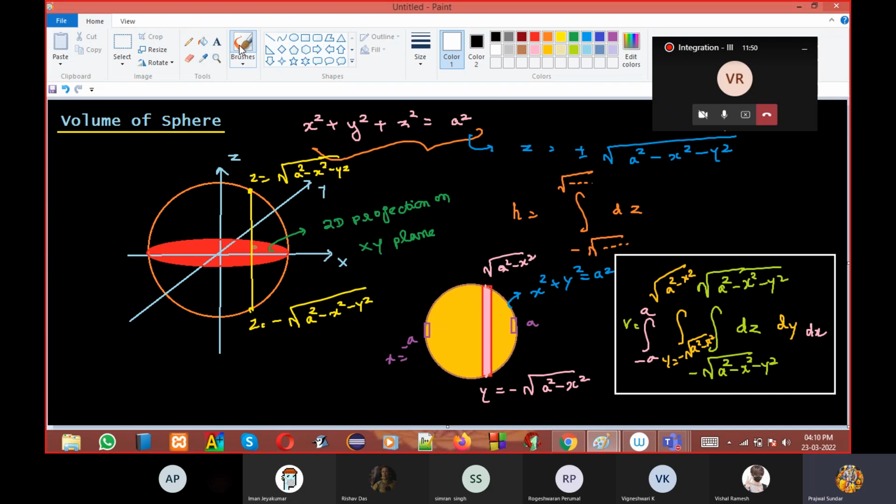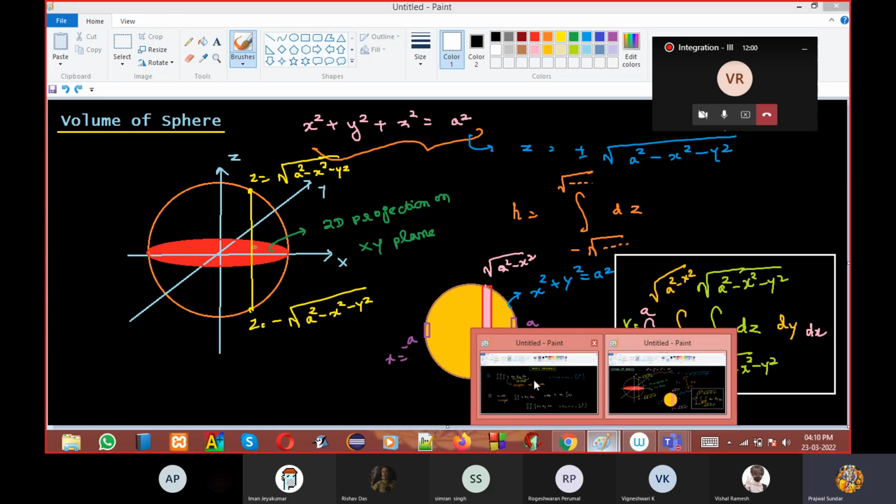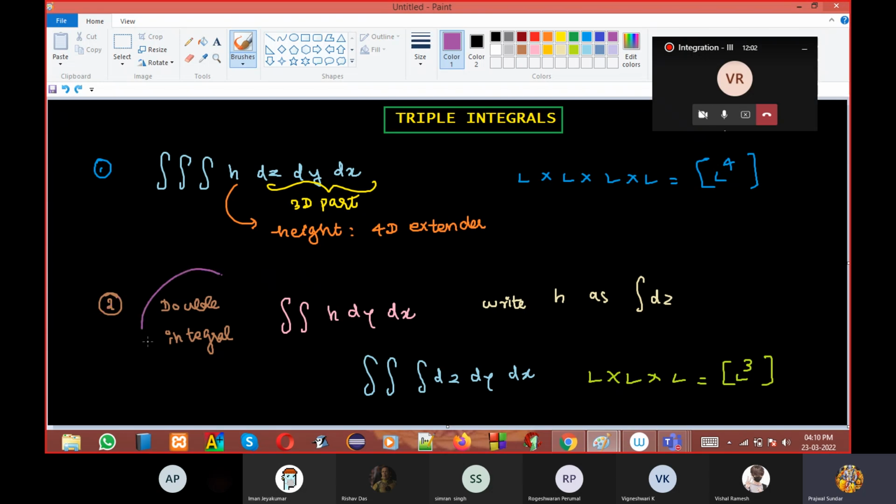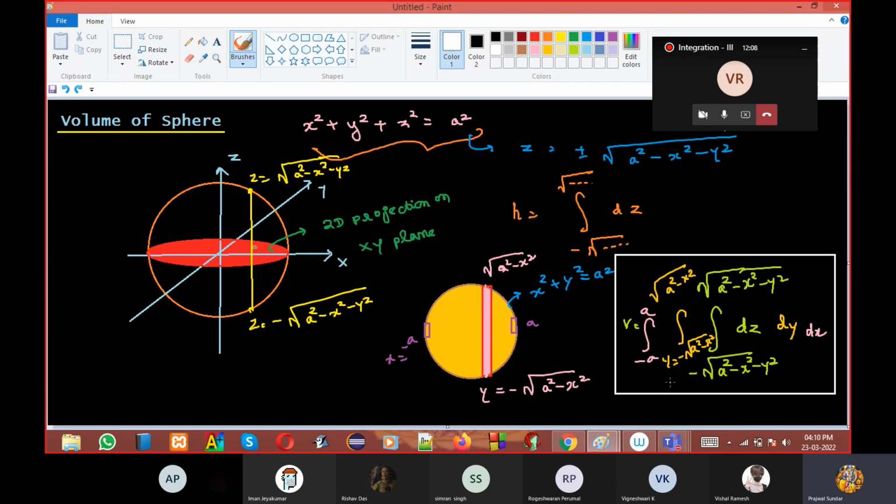Is the visualization clear? For each point on the 2D circle, I am catching the height function, and I am writing the height function as one separate integral. So it becomes a 3D integral, a triple integral. That's it. We are actually doing a double integral only. Simply, like a shortcut, we are cheating. Writing the height function as an integral, so it became a triple integral.